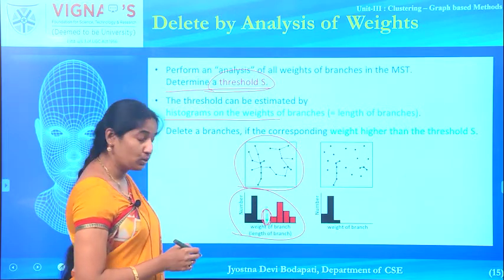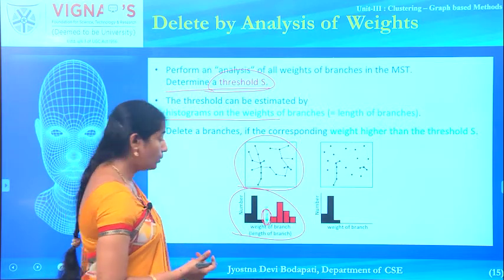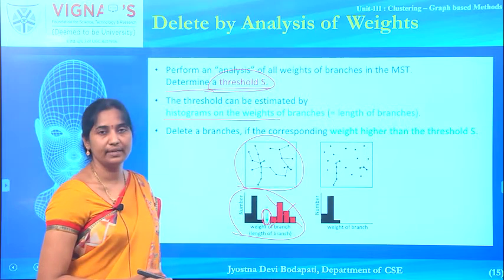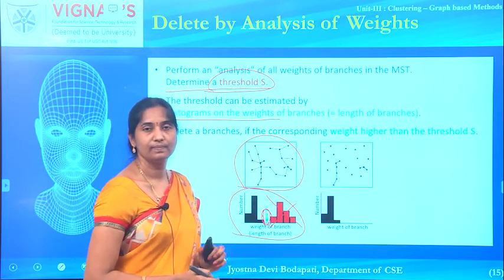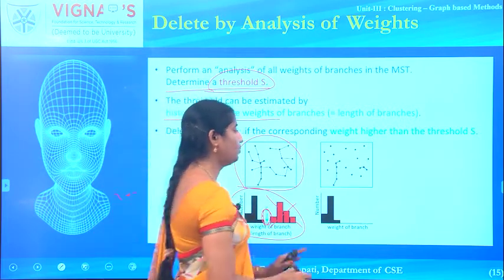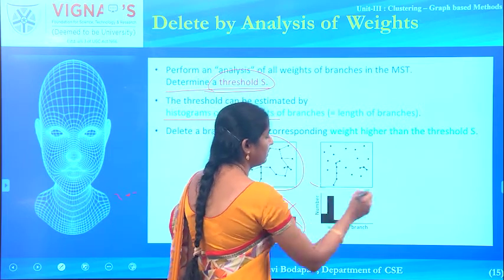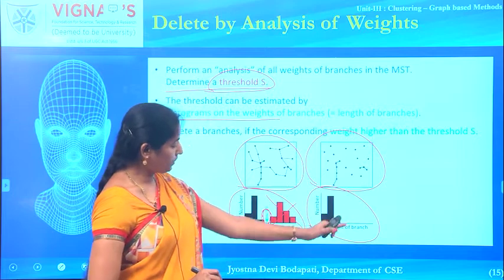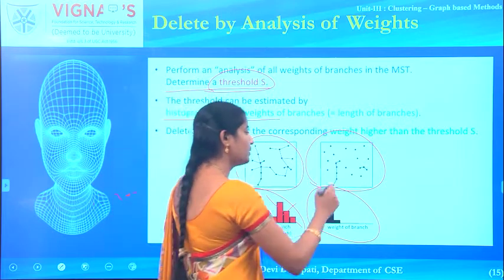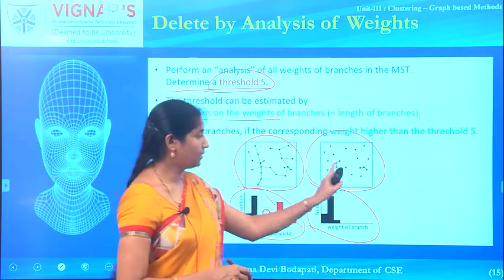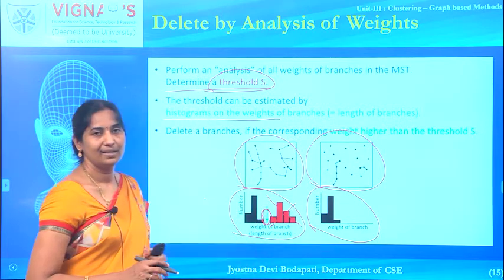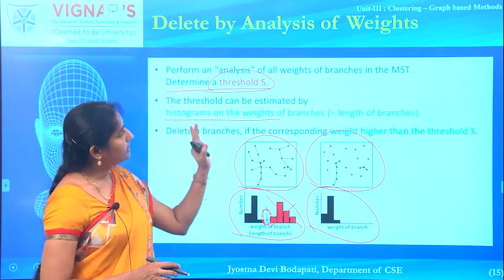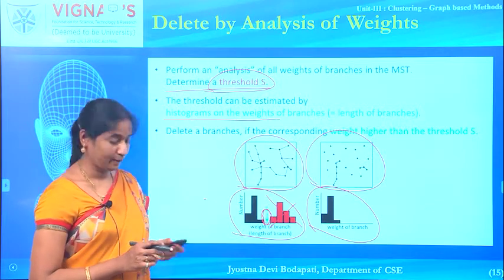Once that threshold is identified, you can remove all the branches whose weight is greater than this threshold. If I remove them, the resultant minimal spanning tree looks like this, and this is the histogram. Now there are no more graphs, so this forms one single cluster. The connected components form the clusters. That is how you can form clusters in the graph based on the edge weight analysis method.